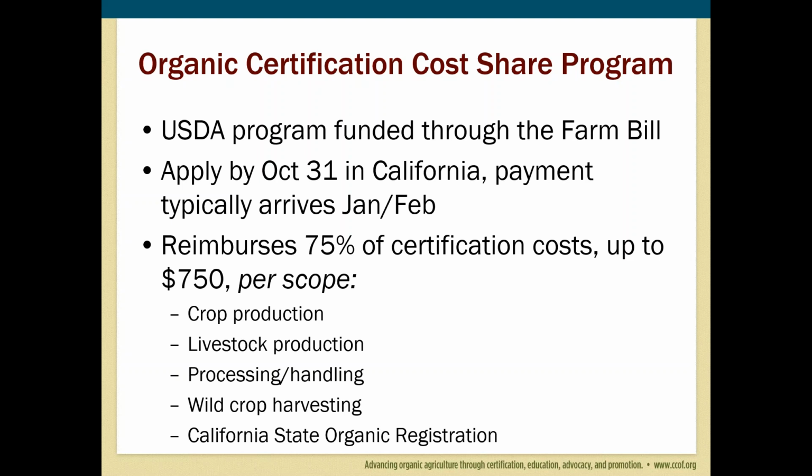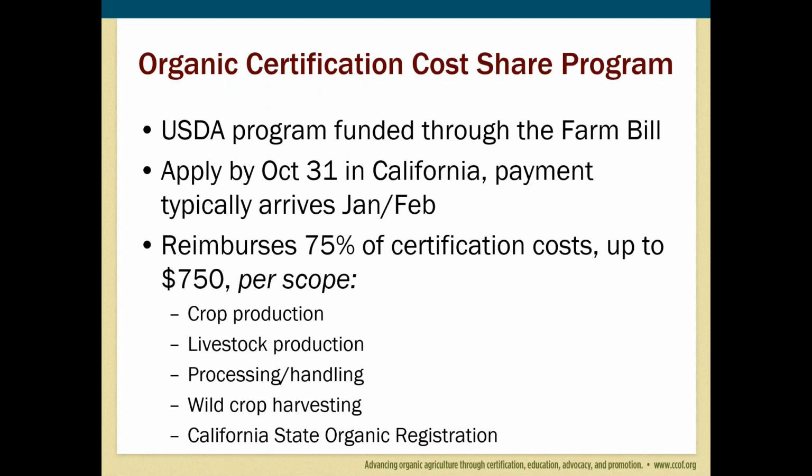And in California, the deadline to apply is October 31st of each year, so we're getting real close. So anyone out there who's already certified and hasn't applied, that's your homework. Payment typically arrives in January or February of the following year. And we really do like to encourage everyone who is certified with CCOF, and any certified organic operation, to apply, so that that funding can be used and continue to be available in the future.